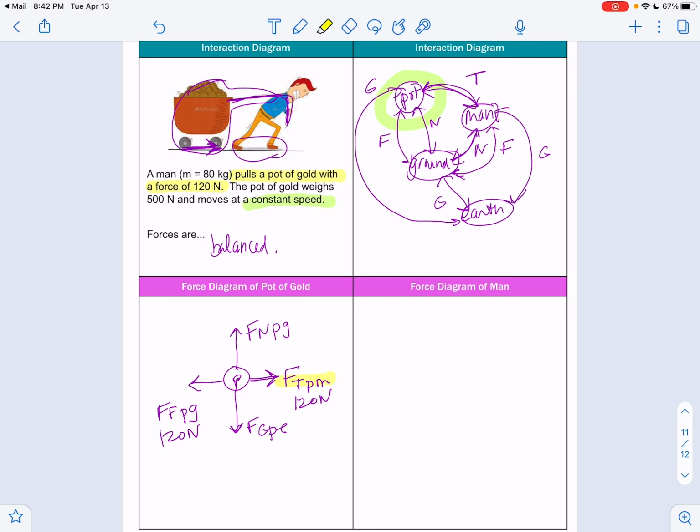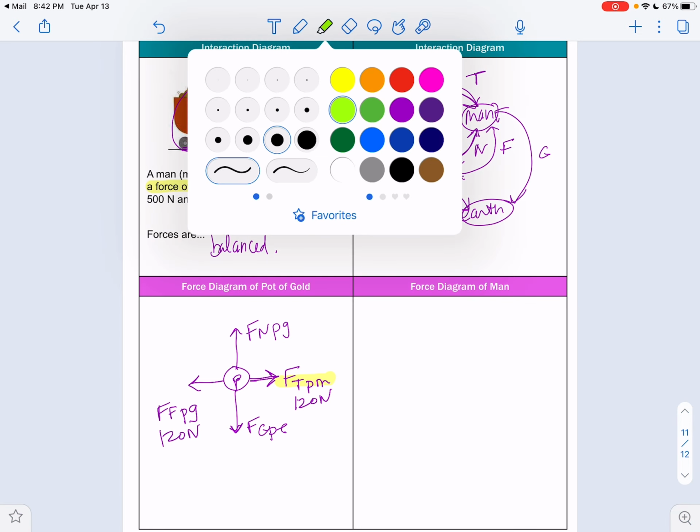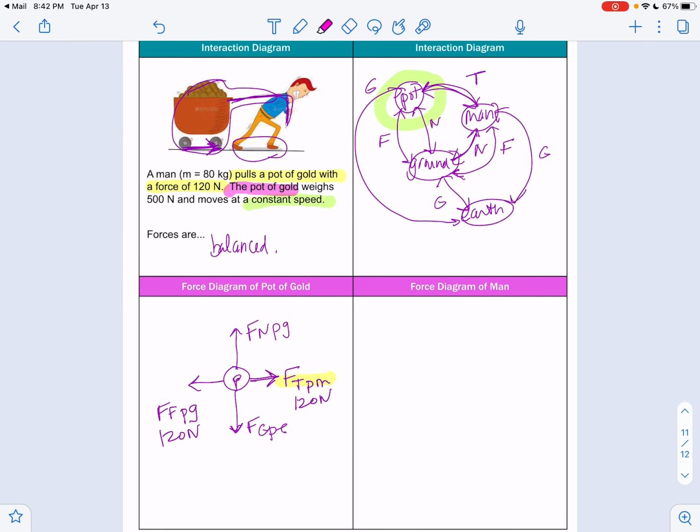Now let's look for the weight of the pot or the mass of the pot. Let me use a different color. The pot of gold weighs 500 newtons. That's already a force. Do you see how this is already in newtons? That means you don't have to do anything to it. It's already the weight, already the Fg. You don't have to multiply by 10, because if you did, you'd have newton over kilograms, like nothing cancels. So that's already giving you the weight because it's in newtons, which means this one also has to be 500.